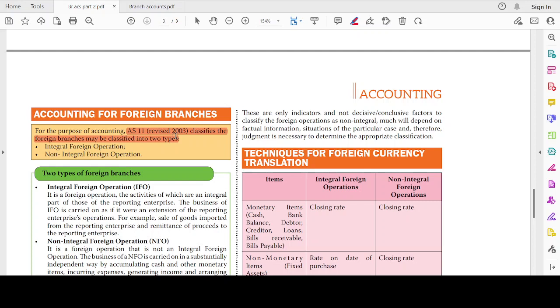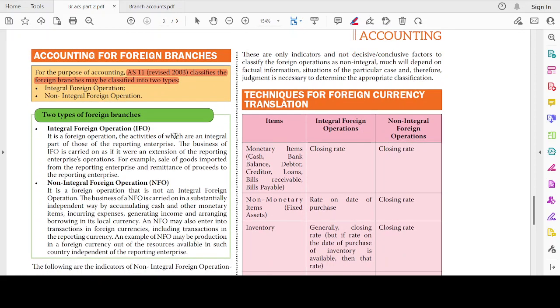IFO and NIFO. Two types of foreign branches. Integral foreign operation is IFO. It is a foreign operation, the activities of which are an integral part of those of the reporting enterprise. All the activities are interconnected, integrated.